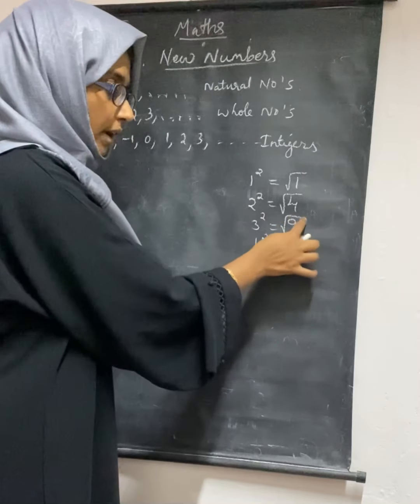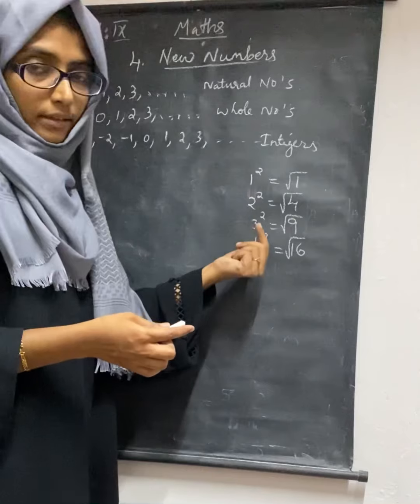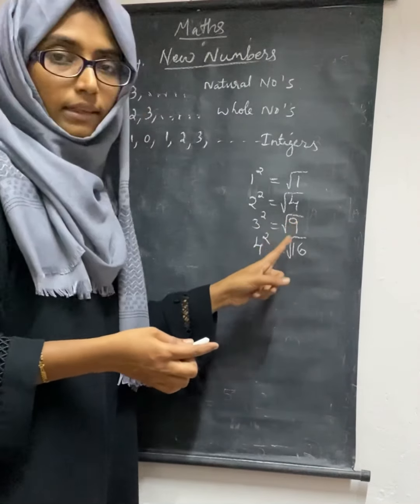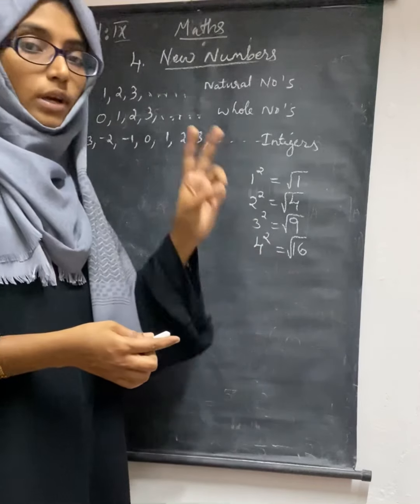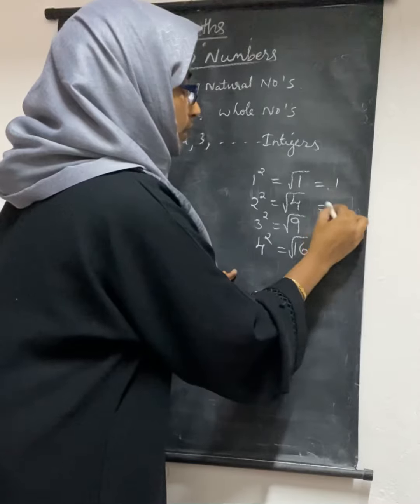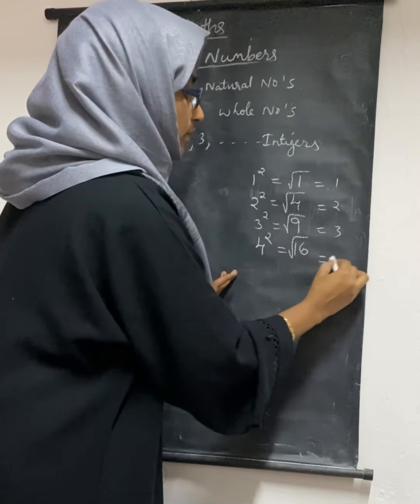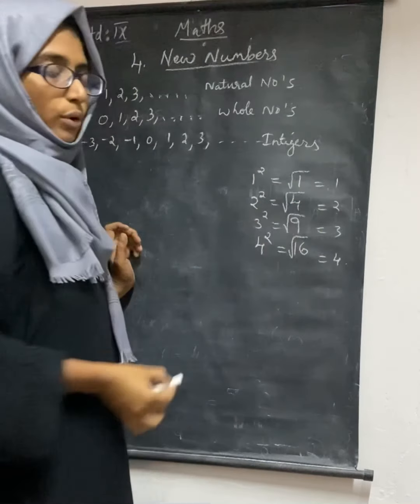Square root: when you take two same numbers and multiply them, that is the answer you are getting. Square root of 9 means 3 3s are 9, no? So the answer is 3. Square root of 16 means 4 4s are 16, so the answer is 4. So like that we can get square root of 1 is 1, square root of 4 is 2, square root of 9 is 3, square root of 16 is 4.